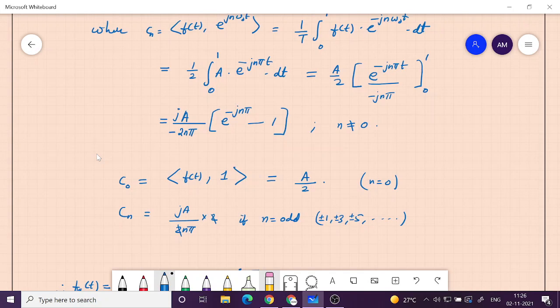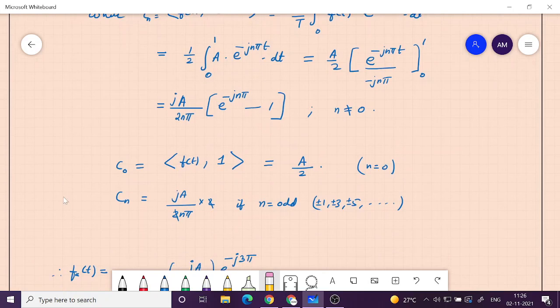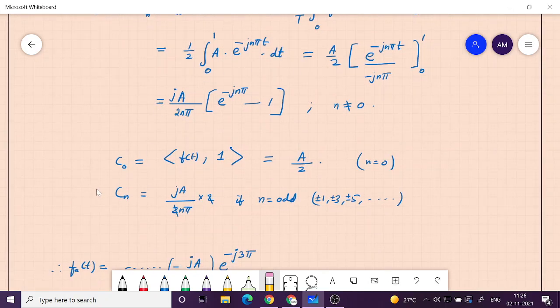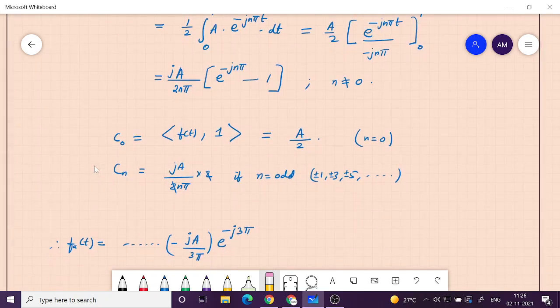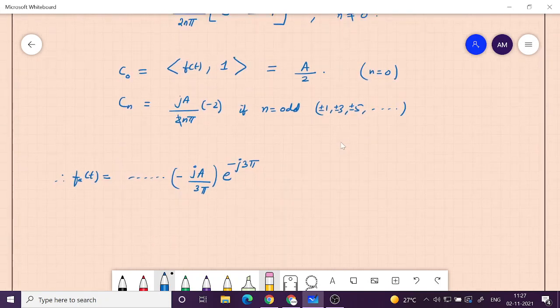Okay. I think again I went wrong. So this will be like this, because I took minus j upward and it became plus j. Now here it will become minus 2. This quantity will become minus 2 when n is odd. So there is already a minus sign there. So that will make it plus. Okay, so that is correct now.